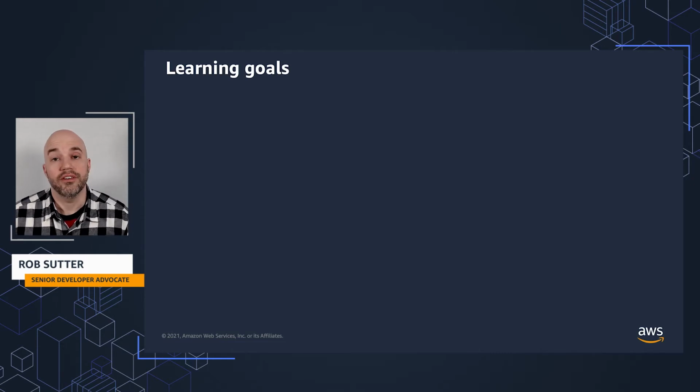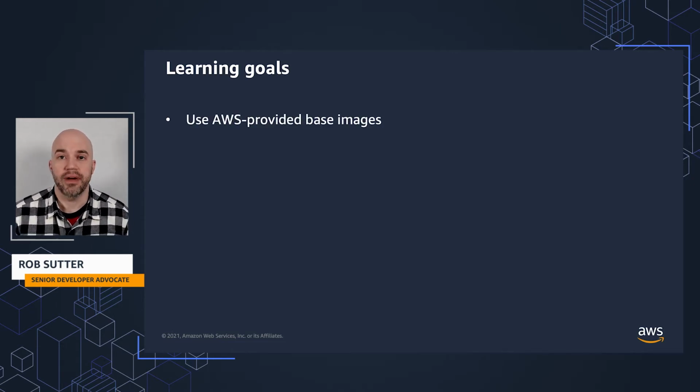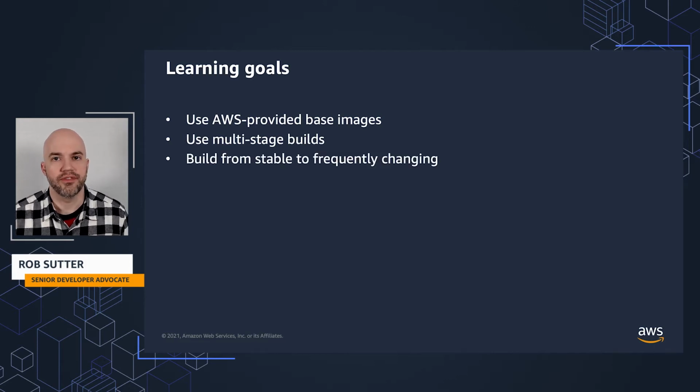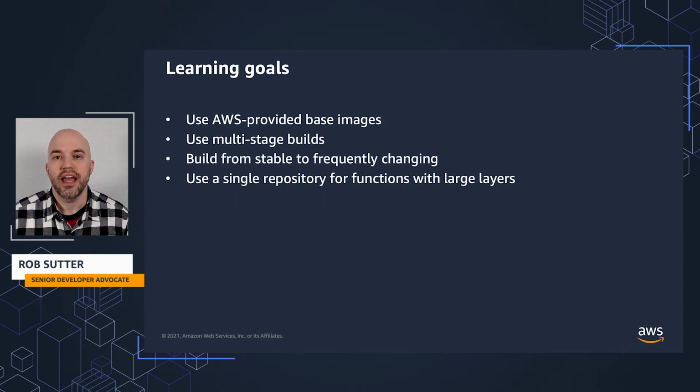You'll learn why you should always use the AWS-provided base images as long as you're not subject to other compliance requirements. You'll learn the benefits of using multi-stage builds. You'll learn the importance of building from most stable to most frequently changing elements in your container image. And finally, you'll learn the benefits of using a single repository if you have functions that share large layers.